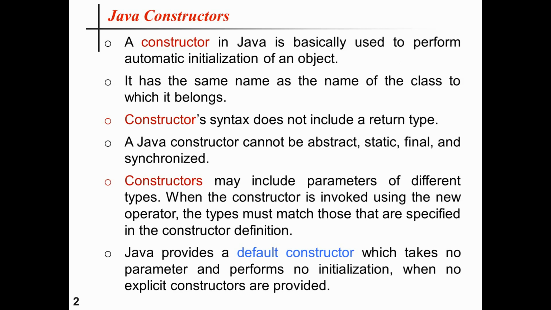A constructor in Java cannot be abstract, static, final, or synchronized. Java constructors may include parameters of different types. When the constructor is invoked using the new operator for object creation, the types must match those that are specified in the constructor definition. Java provides a default constructor which takes no parameter and performs no initialization or action when no explicit constructors are provided.